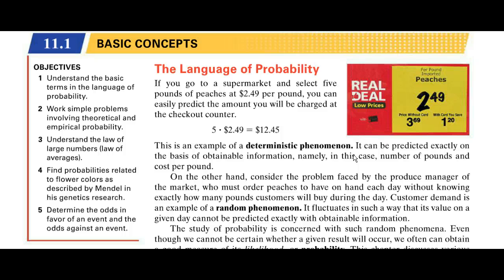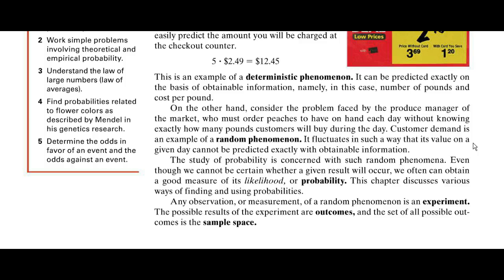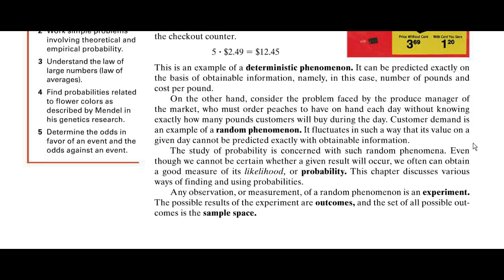Now, on the other hand, if you were the product manager, the fellow in charge of selling fruits and vegetables, you would like to know how many pounds of peaches you should order to see if you have enough for the expected clients. See, that's something you don't know for sure. This would be what is called a random phenomenon. And this fluctuates on any given day. On Mondays you can expect this many customers. On Tuesday, Wednesday, Thursday, Fridays a lot of people shop, Saturdays, Sundays. So you see, this is a challenge.